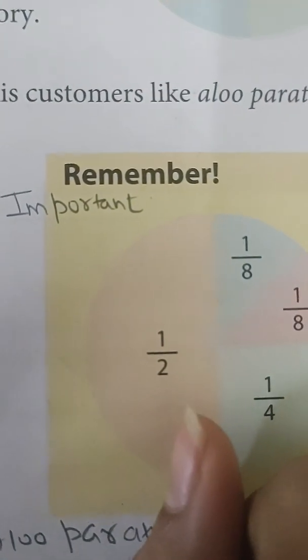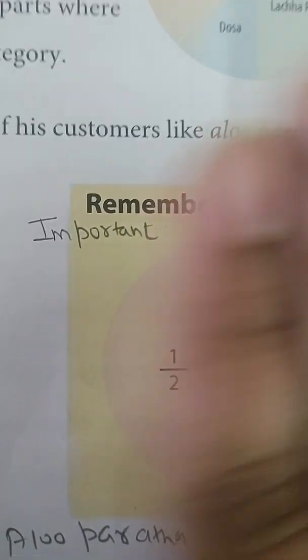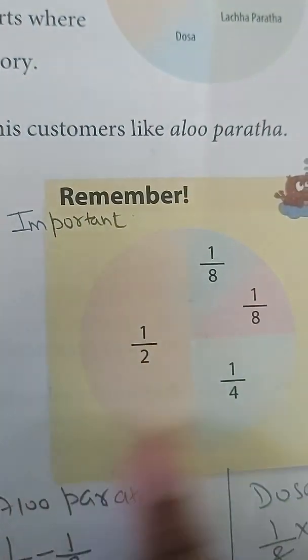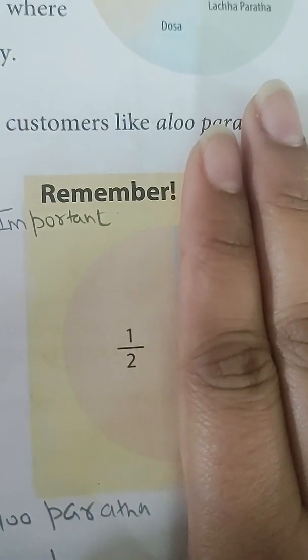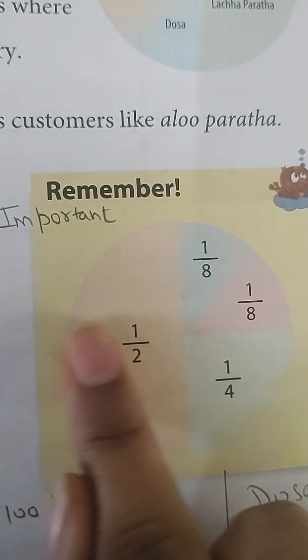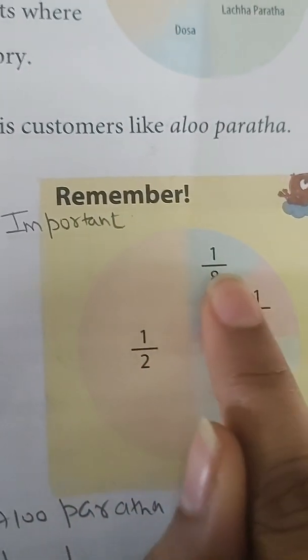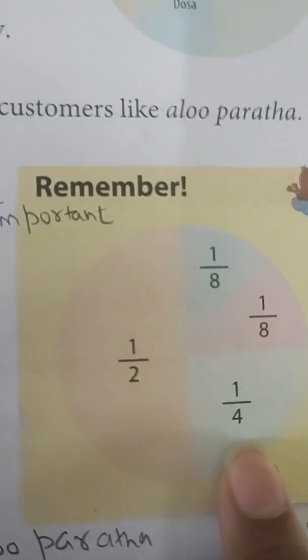What is 1 by 2 of a circle? Suppose this is half of the circle and this is the other half of the circle. This is the complete circle, half and half, right? Now if I divide this circle into 4 parts, it will be 1, 2, 3, 4. Complete 4 parts will be there, so we can write 1 by 4 in it.